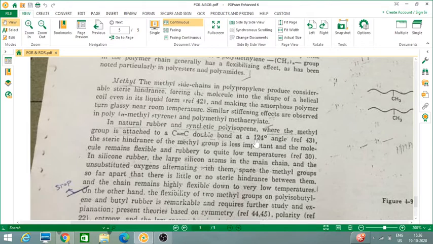In natural rubber and synthetic polyisoprene, the methyl group is attached to a C=C at a 124-degree angle. Steric hindrance of the methyl group is less important, and the molecule remains flexible and rubbery to quite low temperatures. In silicone rubber, the larger silicon atoms in the main chain and the unsubstituted oxygen alternating with them space the methyl groups so far apart that there is little or no steric hindrance between them, and the chain remains highly flexible down to very low temperature. So this is all because of the side chain structure.